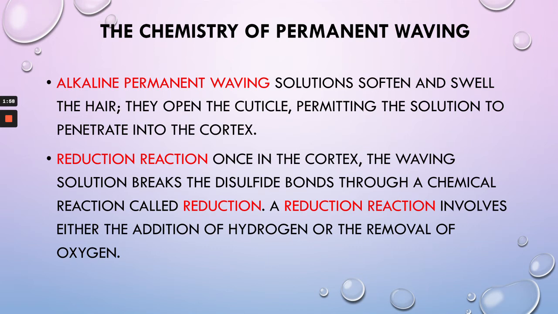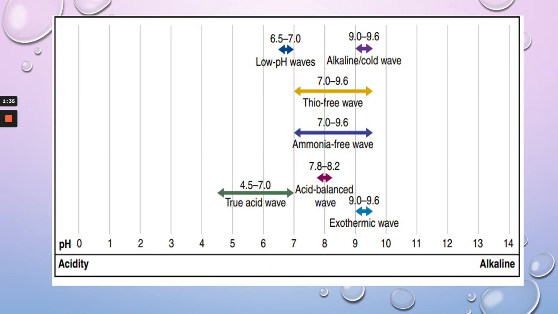The chemistry of permanent waving. Alkaline permanent waving solutions soften and swell the hair. They open the cuticle, permitting the solution to penetrate into the cortex. Reduction reaction: once in the cortex, so it went through the cuticle into the cortex, the waving solution breaks the disulfide bonds through a chemical reaction called reduction. A reduction reaction involves either the addition of hydrogen or the removal of oxygen.